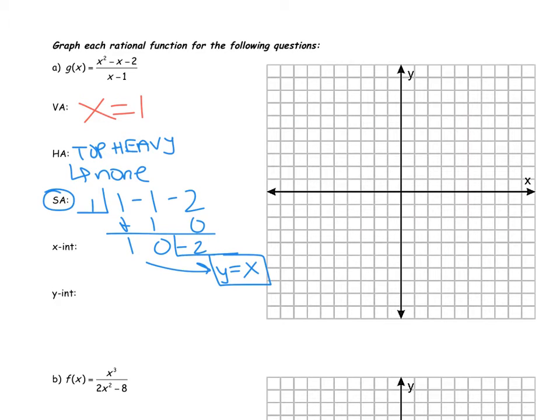So I'm going to sketch that on my graph. And I'm also going to sketch out the vertical asymptote. I'll color code them for you. All right, so this is what we have so far. I sketched my slant asymptote and my vertical asymptote. Now we need to take a look at the x and y intercepts.